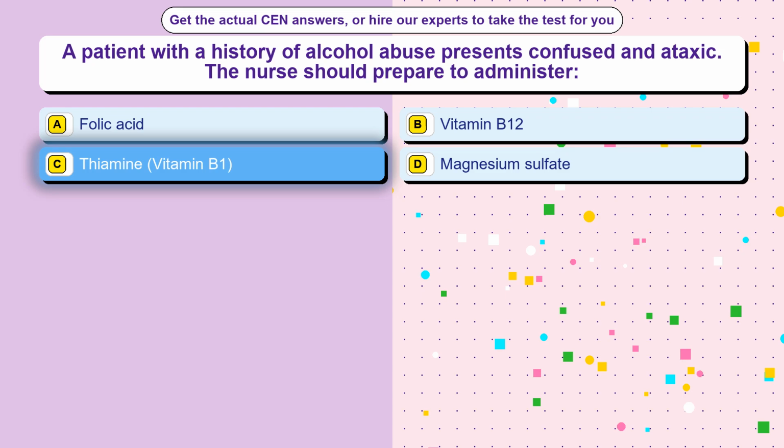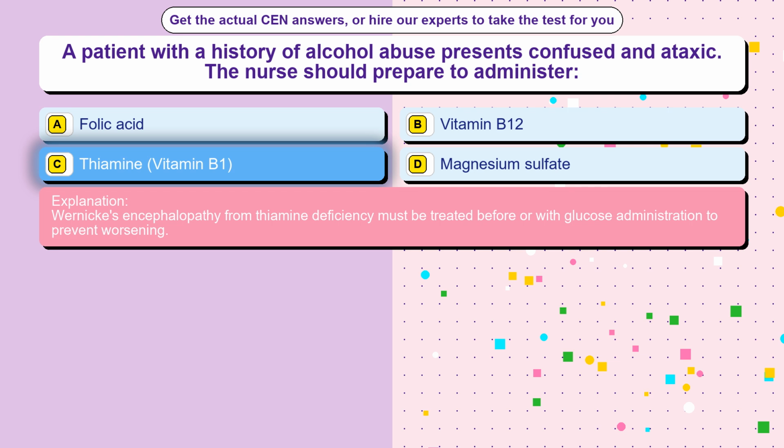The correct answer is option C. Thiamine, vitamin B1. Wernicke's encephalopathy from thiamine deficiency must be treated before or with glucose administration to prevent worsening.